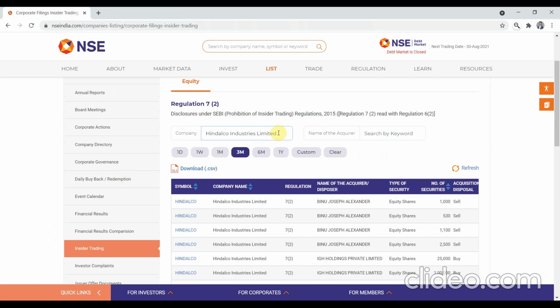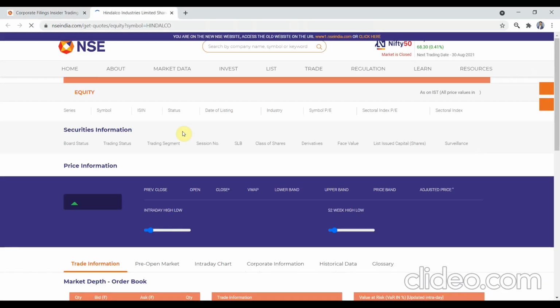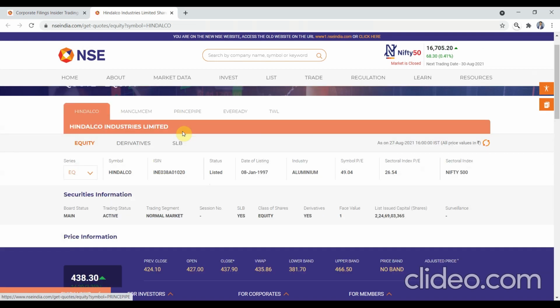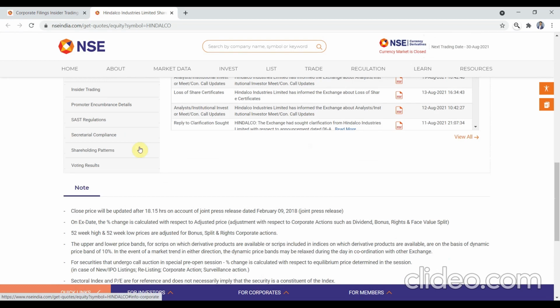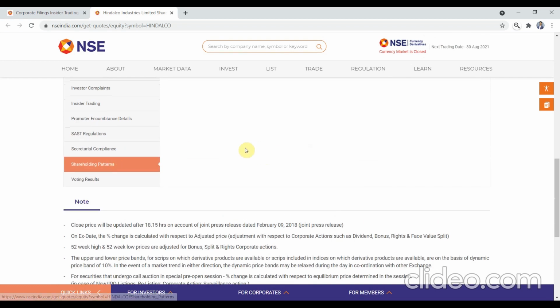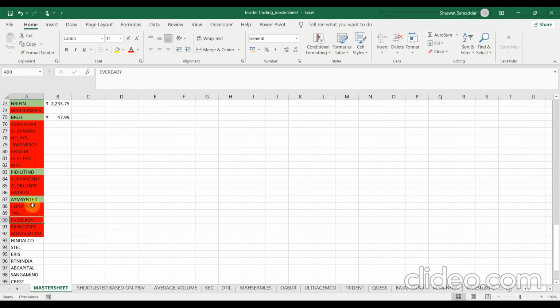I'm doing this process faster because it's a repetitive process. You have to do this particular filtering for all the stocks, all the new stocks which are not already in the insider trading column. Let's check the shareholding of Hindalco. It's less than 50%. So I'll mark the stock as red.